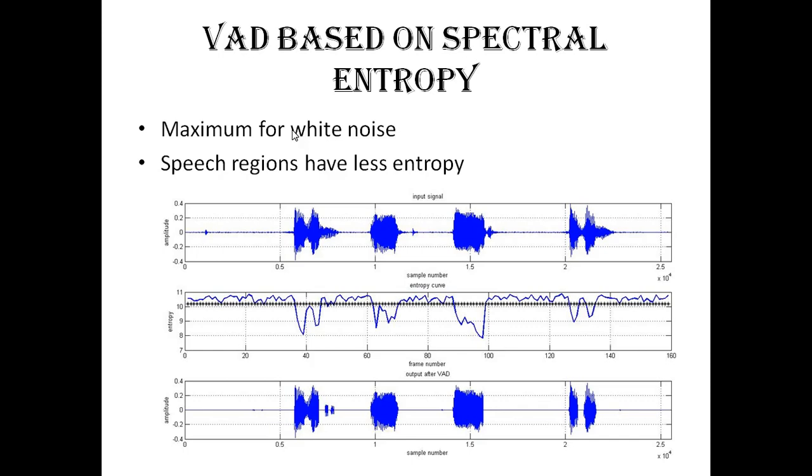So if we can come up with a threshold that will detect the entropy values being less than some value, then we can decide those regions to contain speech and the regions which are above a certain threshold to contain no speech.